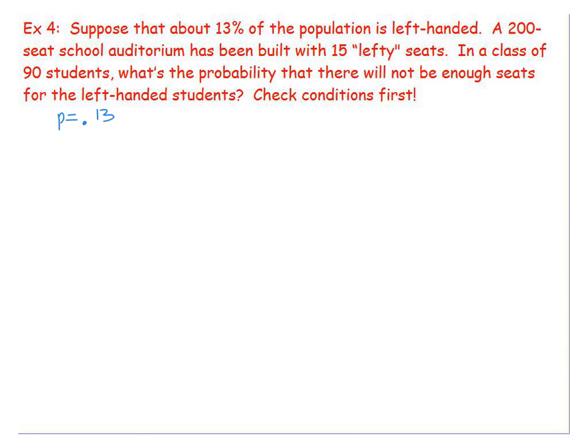Now, we have a class of 90 students. So there's our sample size. And now we've got to think creatively. Our p hat, because we're trying to figure out the probability that there will not be enough seats for the left-handed students. If there's not enough seats, that means there has to be 16 lefties in the room. So our sample would be 16 out of 90.